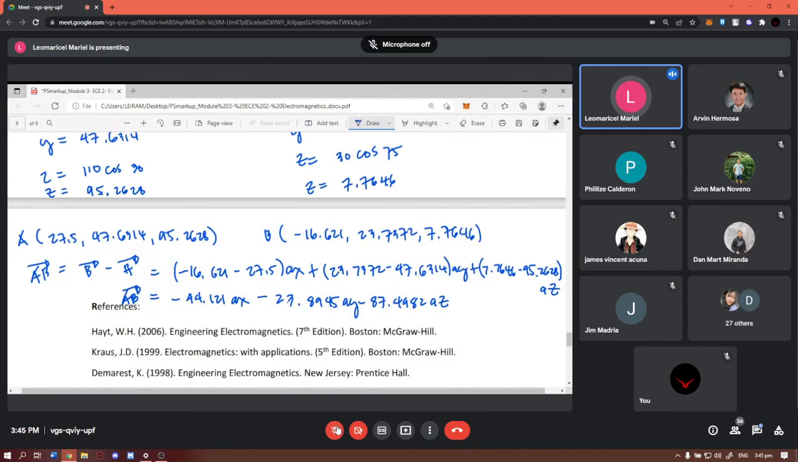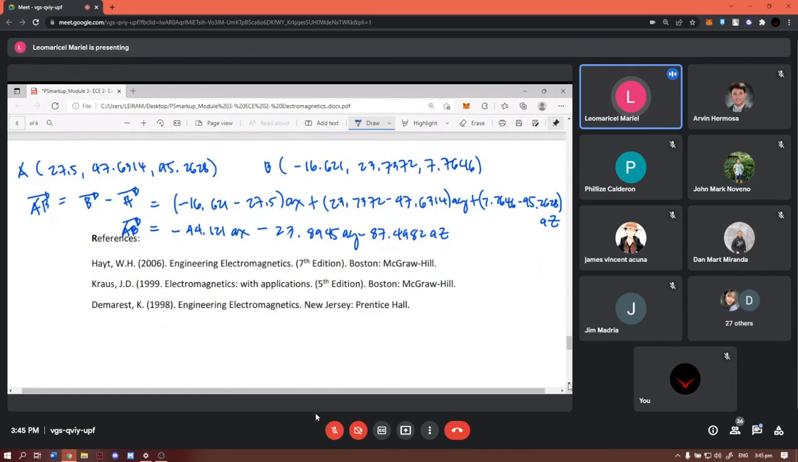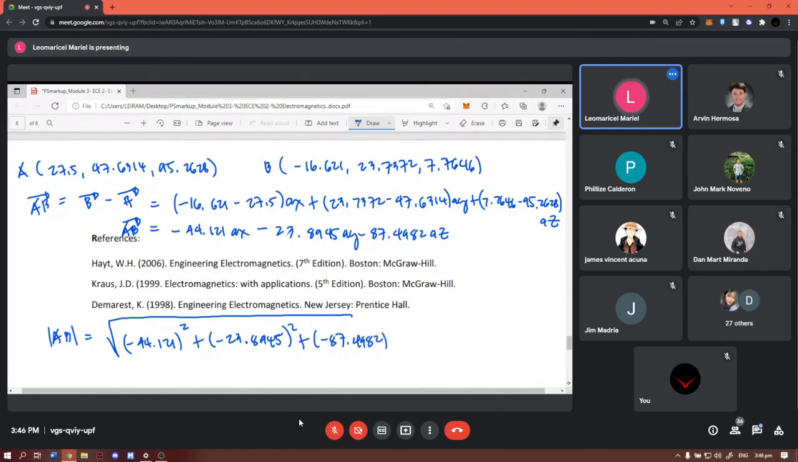Ang hinahanap lang naman ay distance or how far it is daw. So, kukunin lang natin yung magnitude ni AB. So, that will be square root of yung mga unit vector component: negative 44.121 squared plus negative 23.8945 squared plus negative 87.4982 squared. So the magnitude AB or the distance will be ilan?